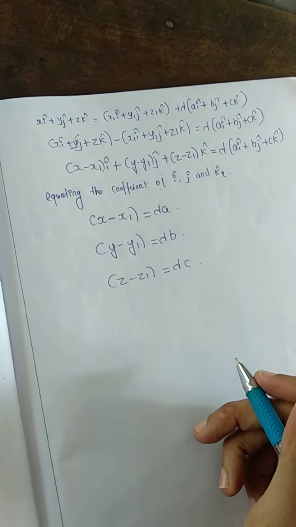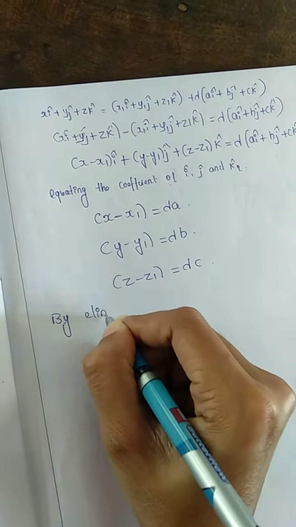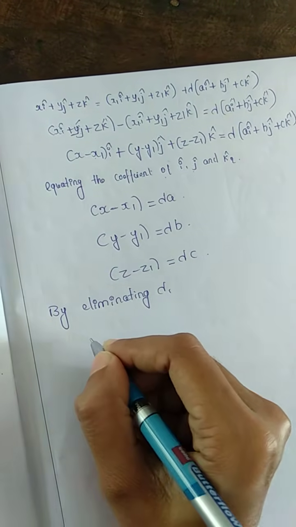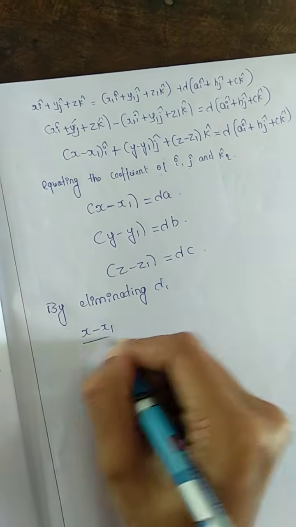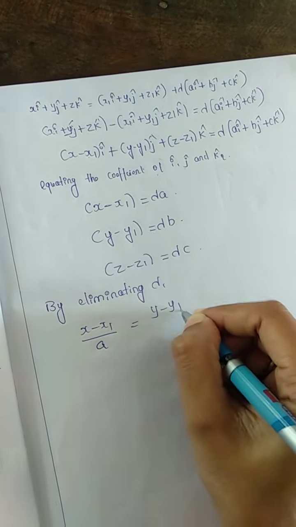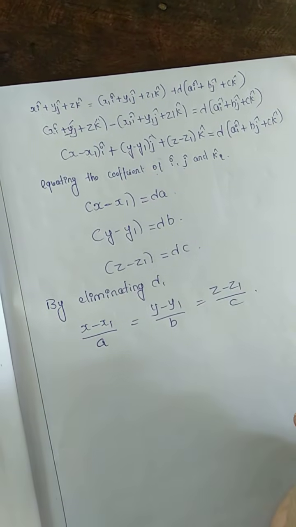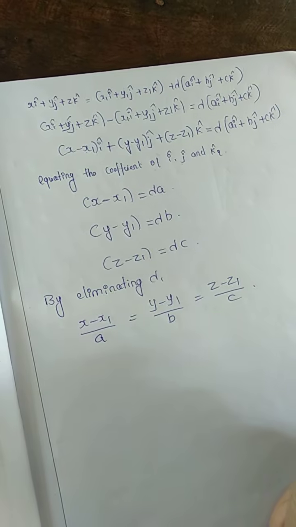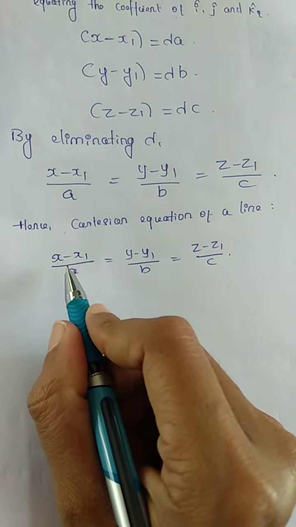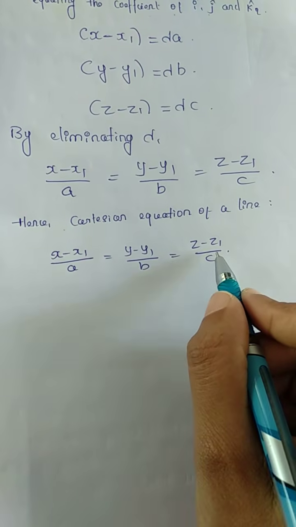Okay, by eliminating lambda we write (x minus x1) by a is equal to (y minus y1) by b is equal to (z minus z1) by c. This is the required Cartesian equation of the line. Therefore, the Cartesian equation of a line is (x minus x1) by a is equal to (y minus y1) by b is equal to (z minus z1) by c.